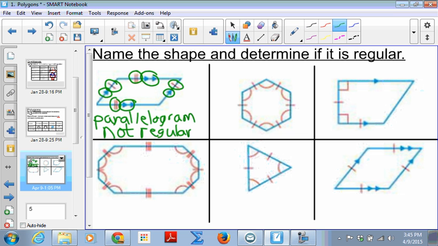Our next shape, we have a hexagon. Okay, we have 1, 2, 3, 4, 5, 6 sides. And if we notice, all the angles are the same, indicated by those little arcs that I'm drawing over here. And all the sides have 1 tick mark. So that is a regular hexagon.